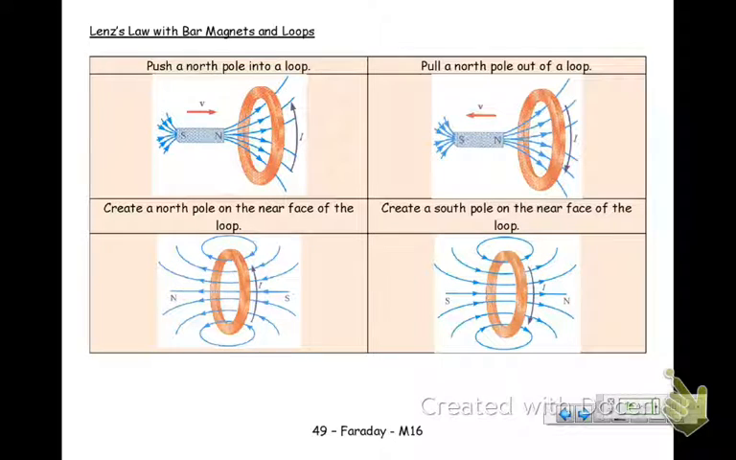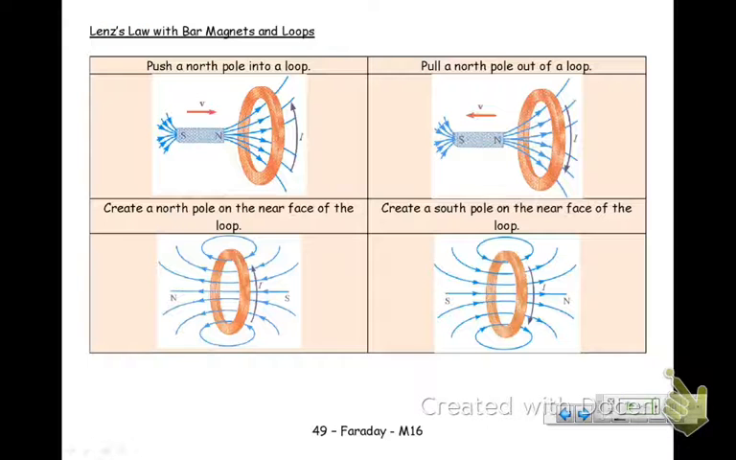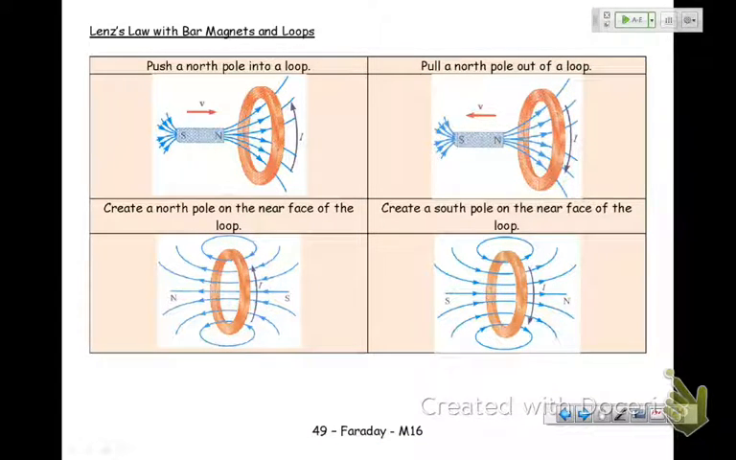So Lenz's law opposes you. Let's look at some examples of this. We have a bar magnet. Sorry, every time I come back, I've got to reset my pen. So we have a bar magnet, and the north pole is approaching.